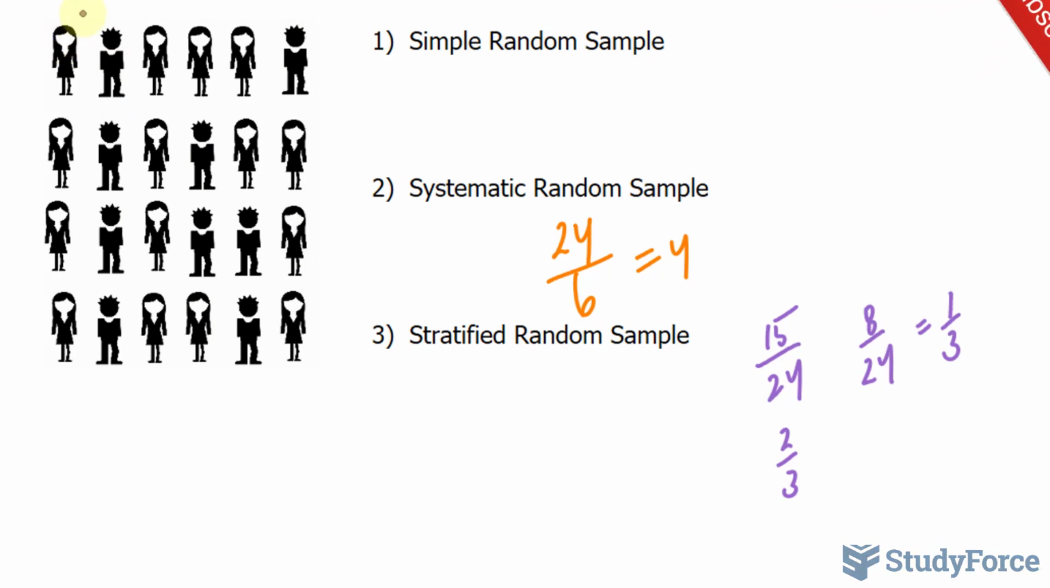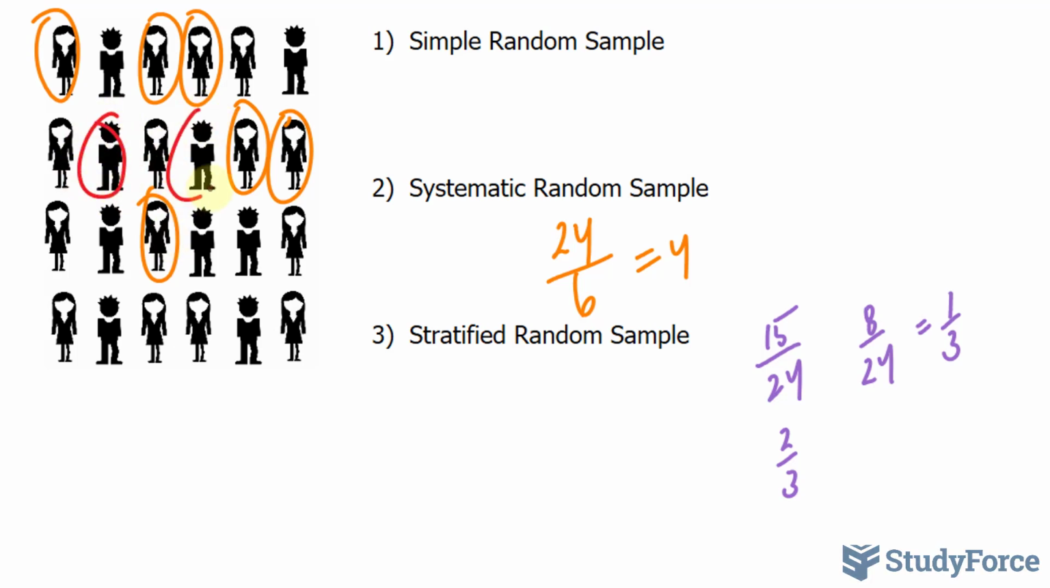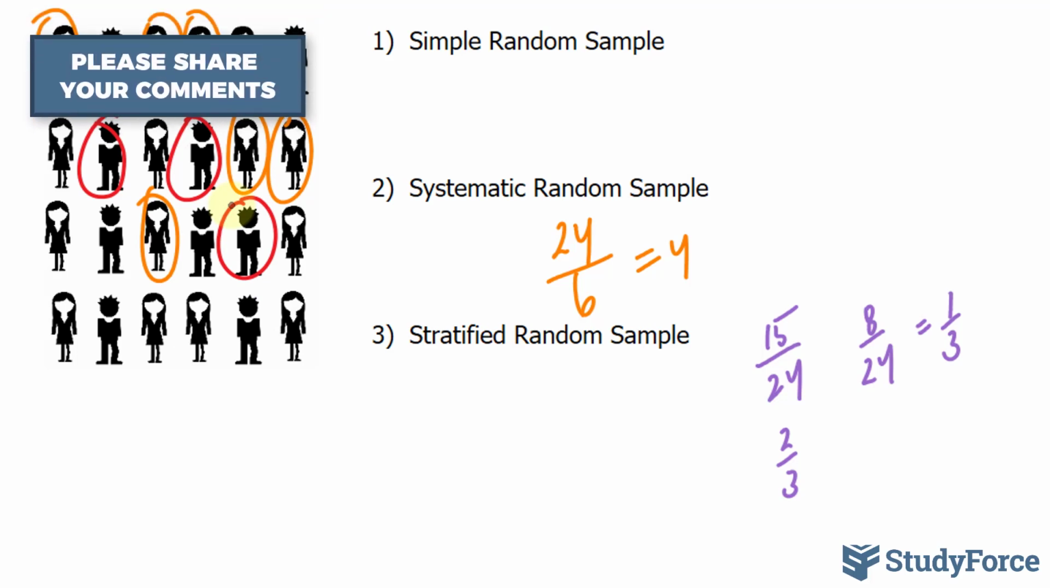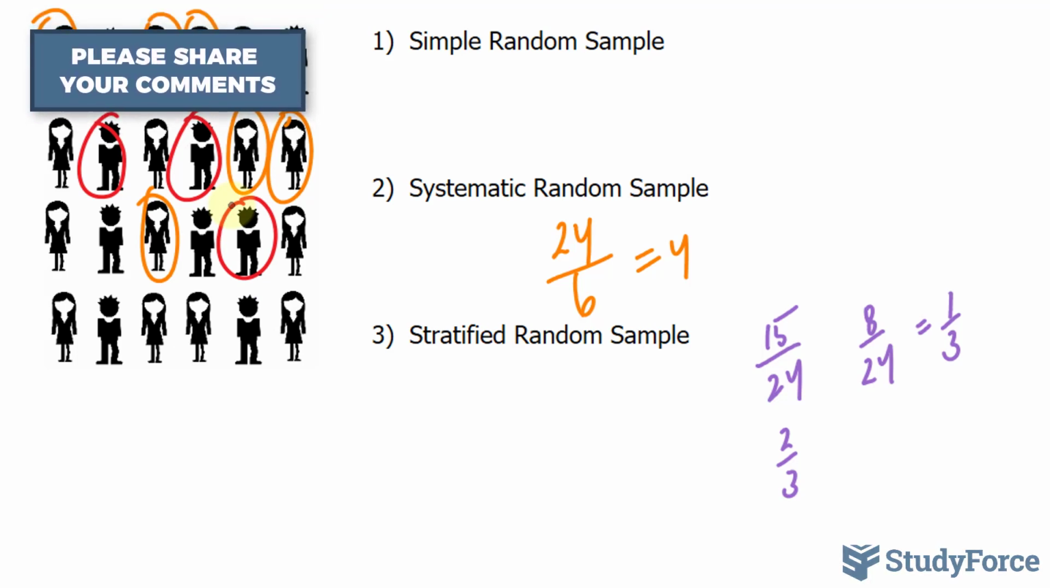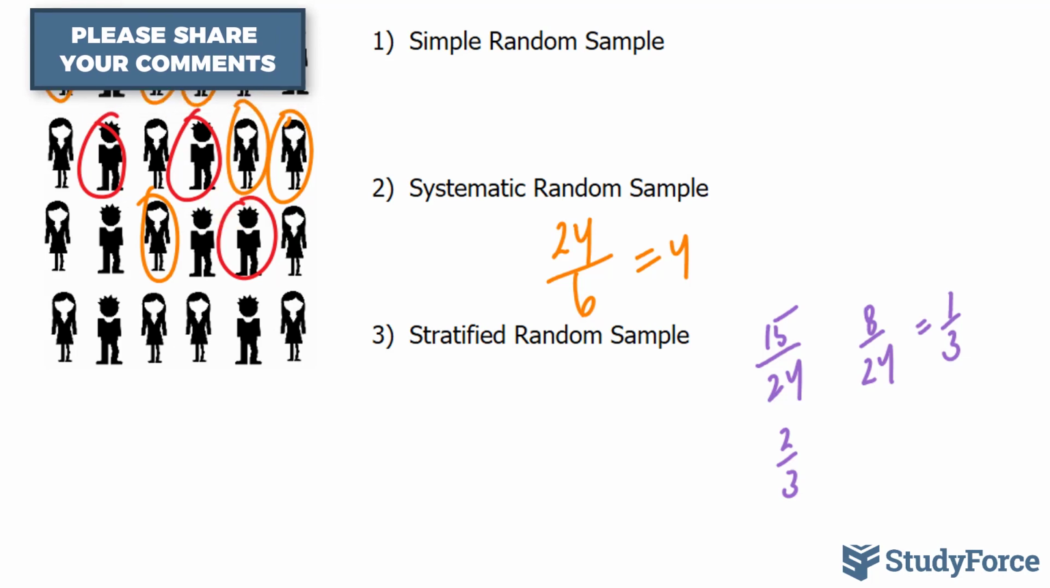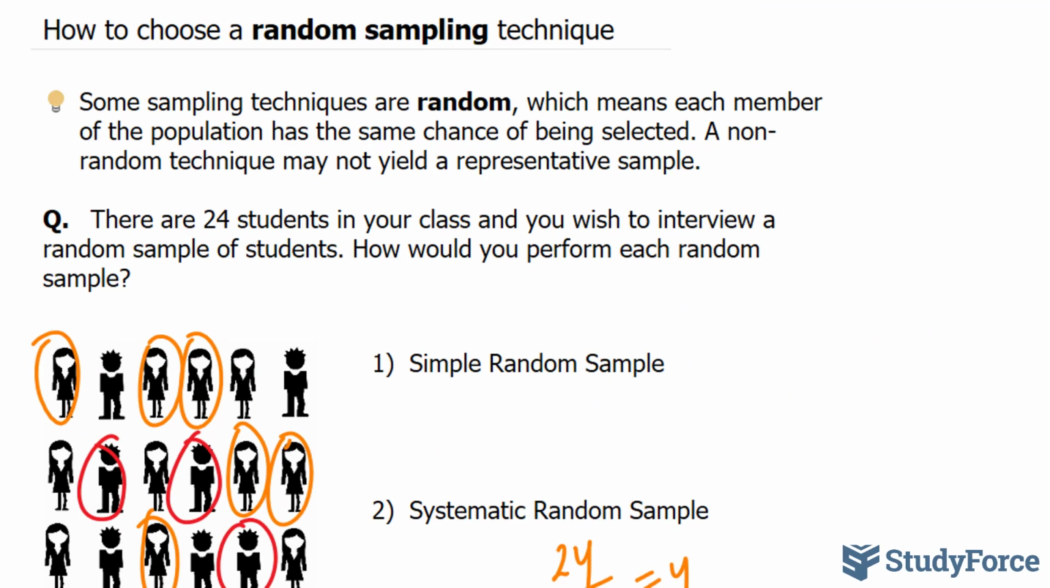That being said, I'm going to pick this person, this person, this person, and these 3, and only 3 males from the 8. So randomly selecting this person, and this person. And there you have it. That's the difference between simple, systematic, and stratified. And those are random sampling techniques you can use.